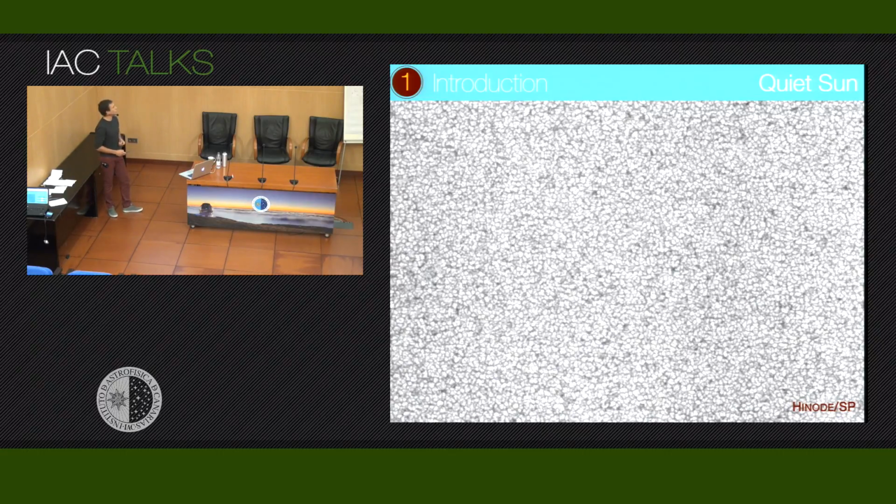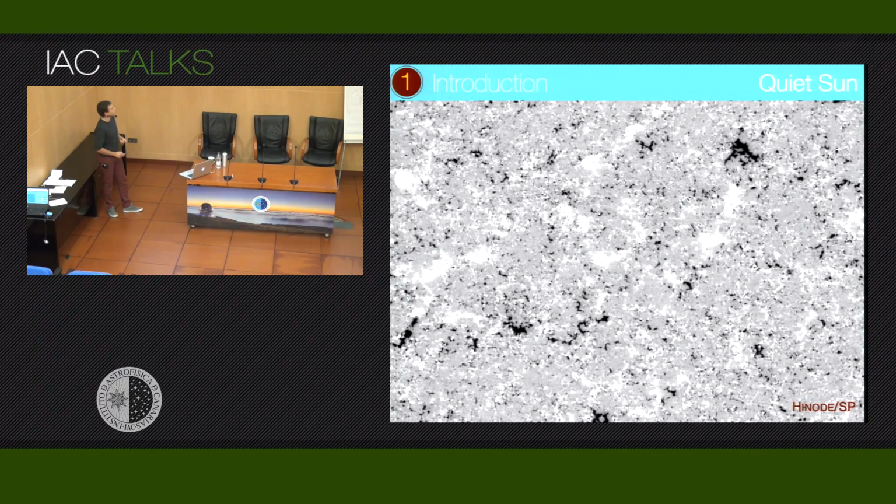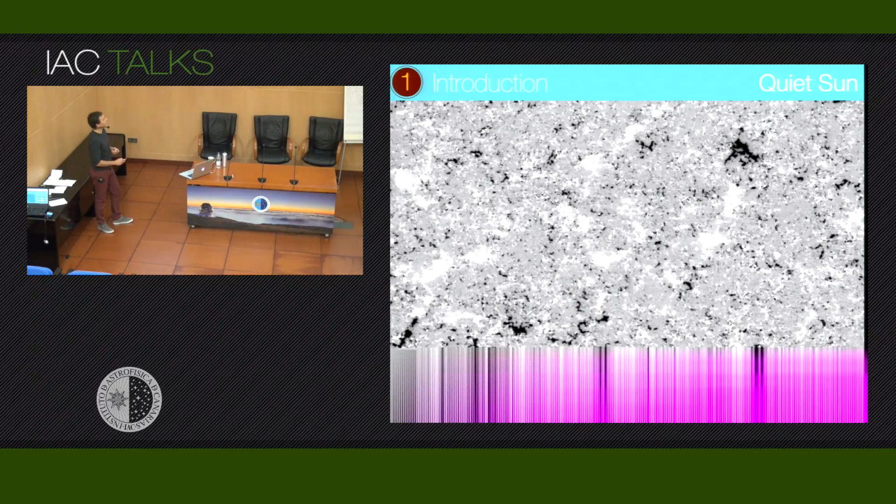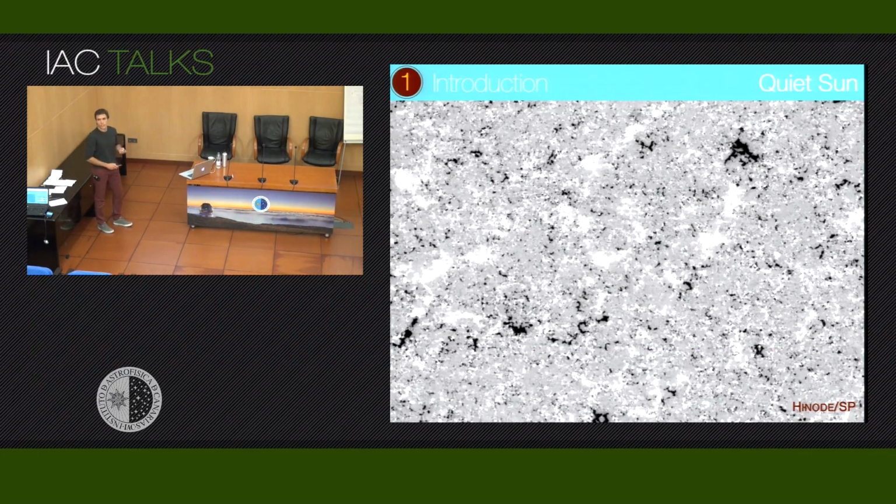If we observe the same areas in polarized light, the magnetogram shows that outside the largest network magnetic structures, the quiet sun is fully magnetized. In particular, we observe many small-scale structures everywhere in the quiet sun. These small magnetic elements are known as internetwork magnetic features.